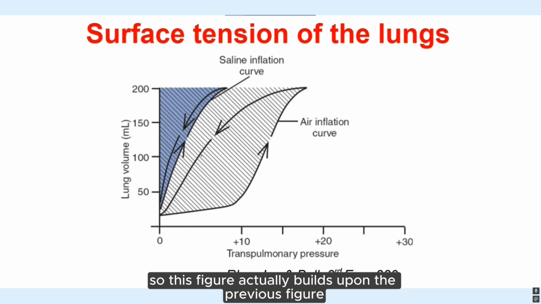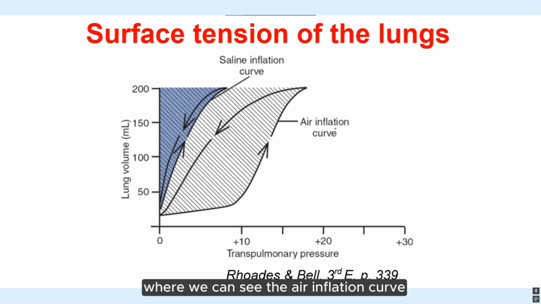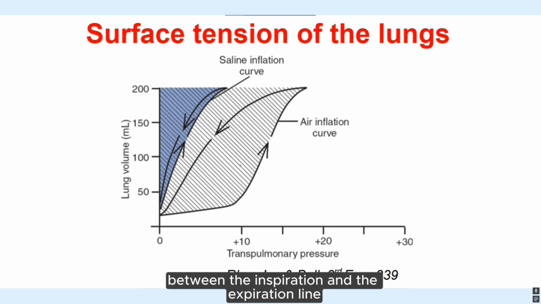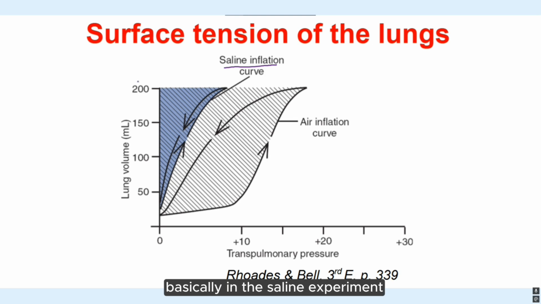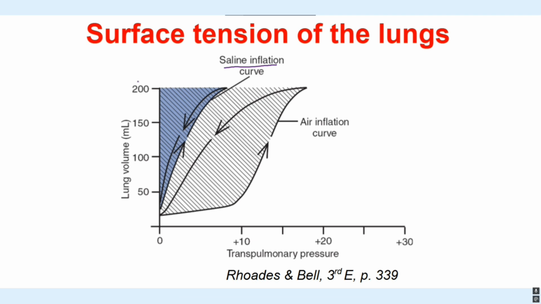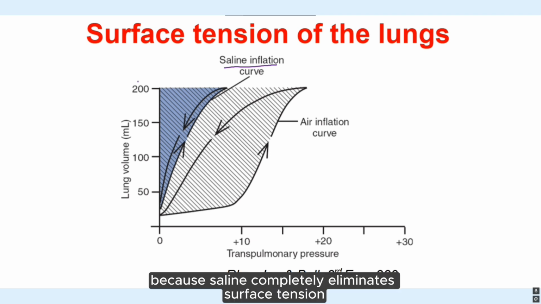So, this figure actually builds upon the previous figure, where we can see the air inflation curve, and there's a hysteresis between the inspiration and the expiration line. But then we also have a saline inflation curve. Basically, in the saline experiment, scientists took a lung and instead of filling it with air, they filled it with saline, or salt water. Why saline, you might ask? Well, because saline completely eliminates surface tension.